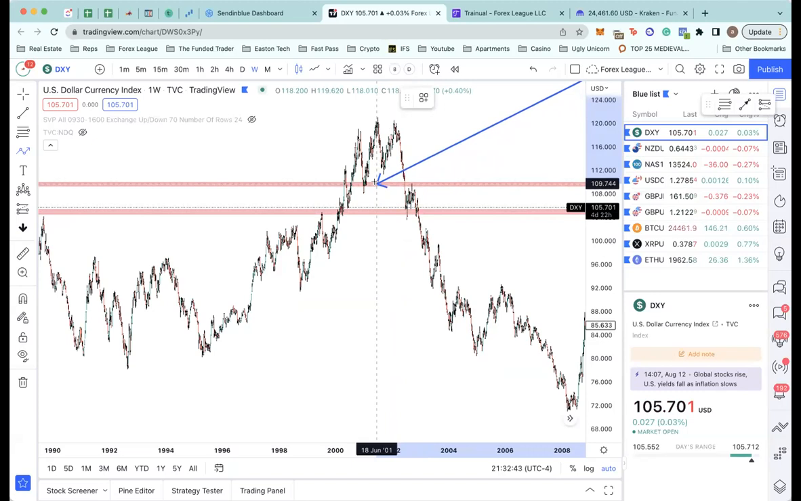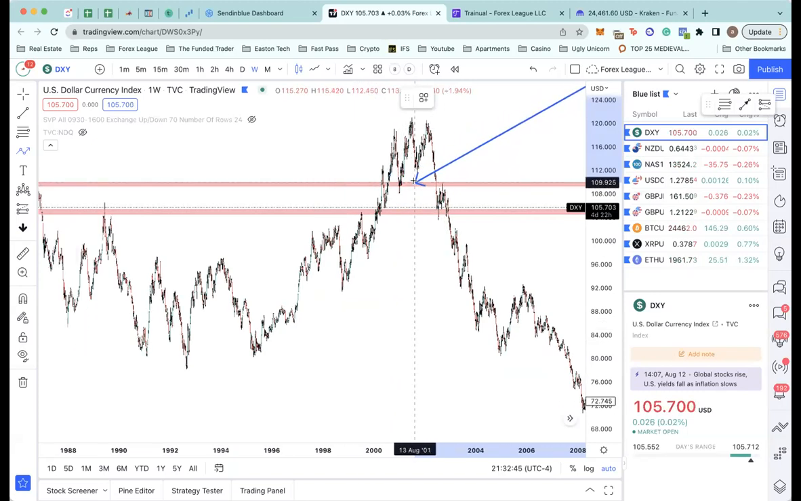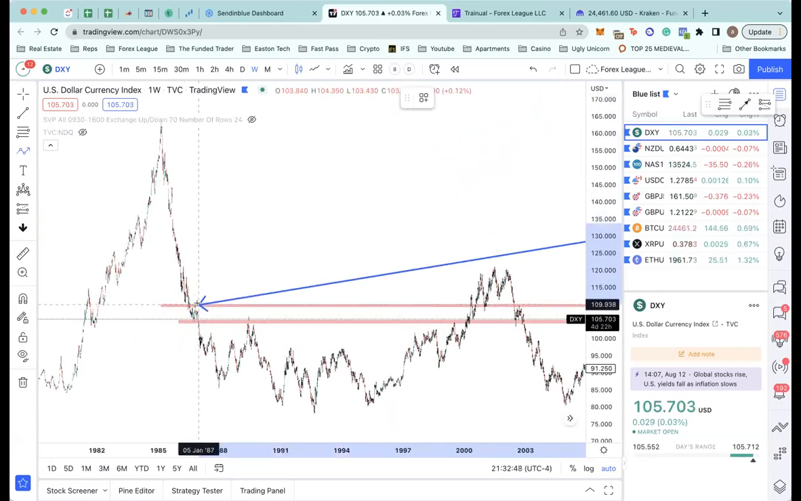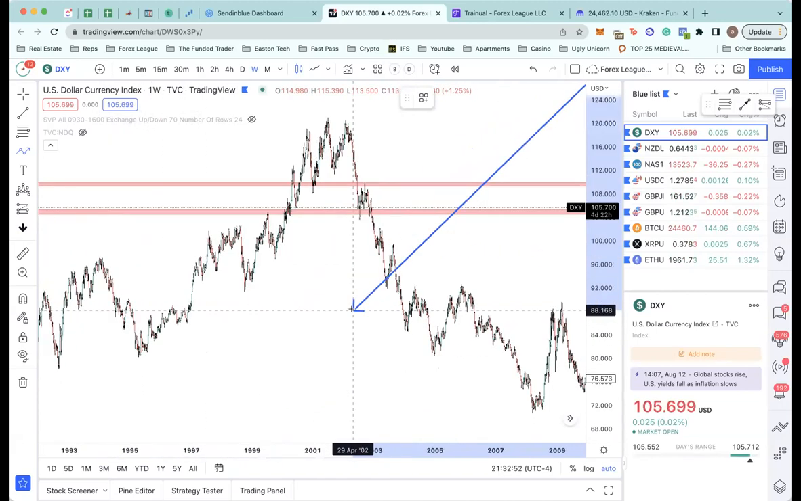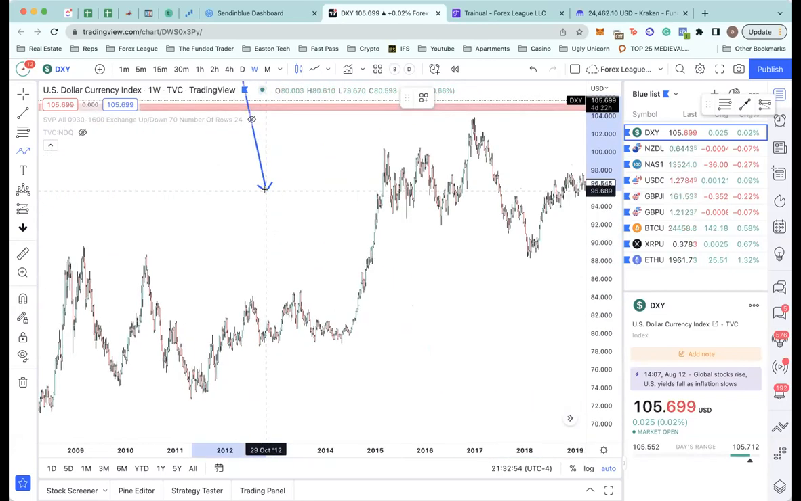Then we have 110. Same deal. We had some support here, resistance here. Going back even further, we had some resistance, support going all the way back. Obviously, it's not as relevant, all of this. So it's mainly based on this area.